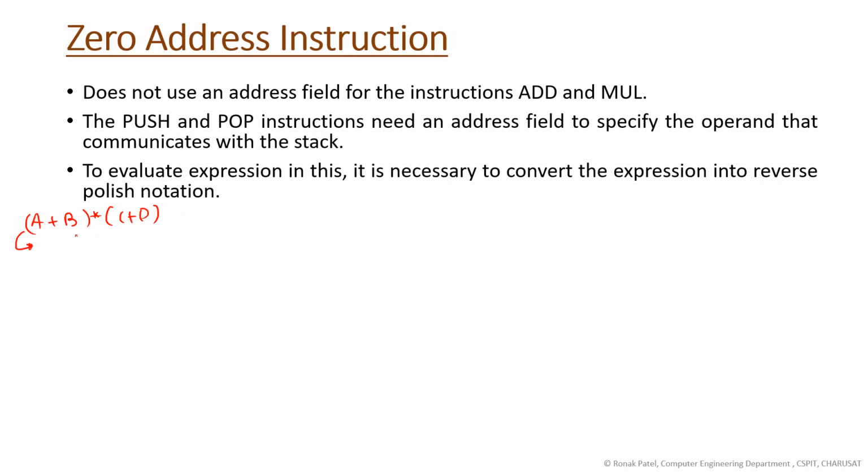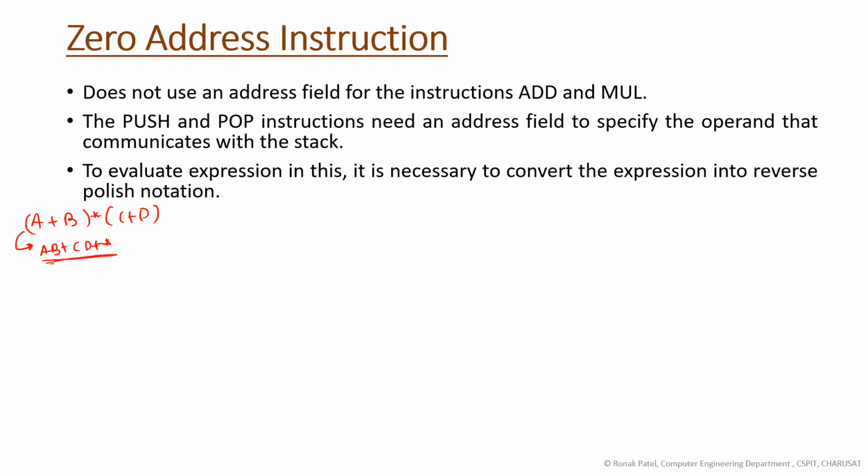If I convert to reverse Polish notation, then this will be AB plus CD plus star. You have studied this in your data structures. So AB plus CD plus star, this is the reverse Polish notation. Now your CPU will use this and then write the instruction.